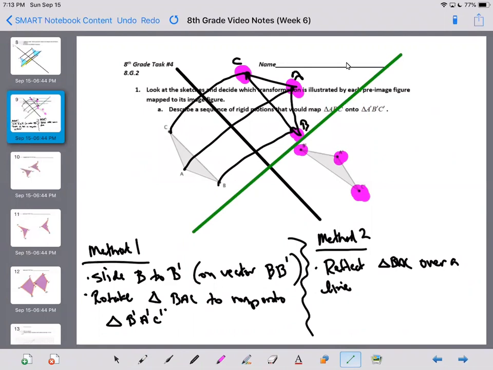So we would say reflect triangle ABC over a line, then reflect again in order to map triangle BAC to triangle B prime, A prime, C prime.